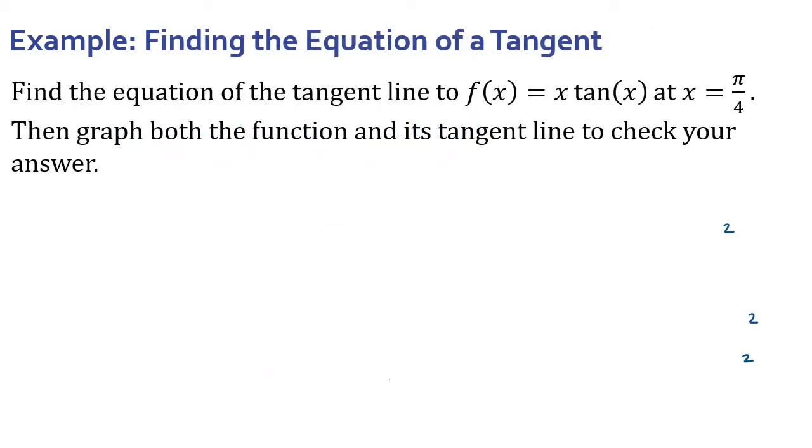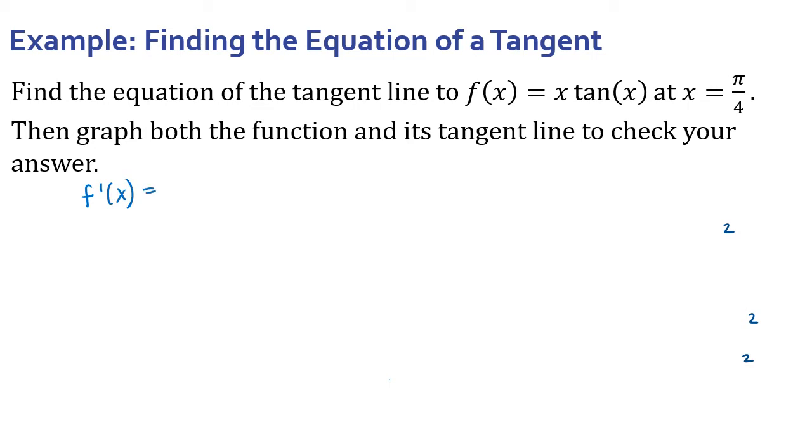Find the equation of the tangent line to f of x equals x tangent of x at x equals pi over 4. Then graph both the function and its tangent line to check your answer. All right, so let's start out with finding the slope of the tangent line, because I'm going to need that to find the equation of the tangent line. So the slope of the tangent line is the same thing as that first derivative function. So let's find that out.